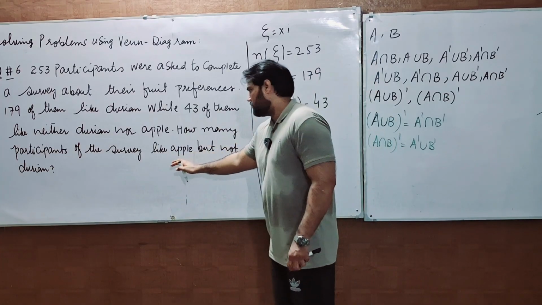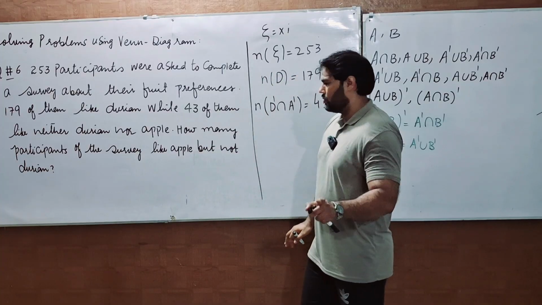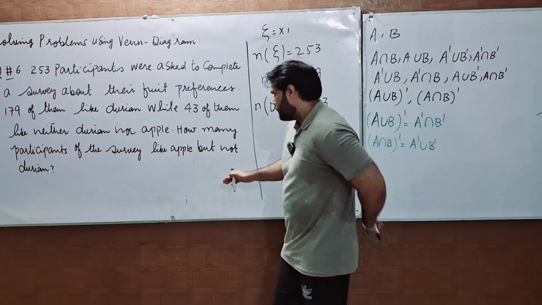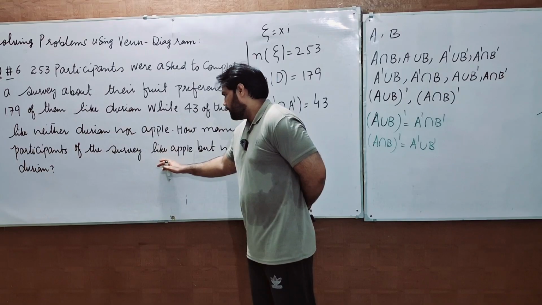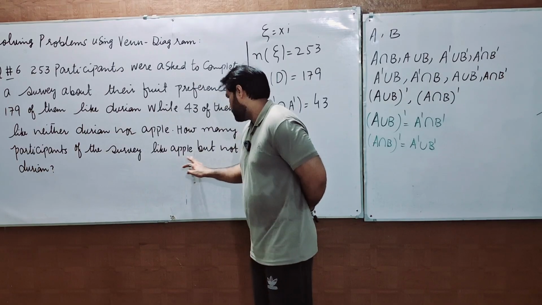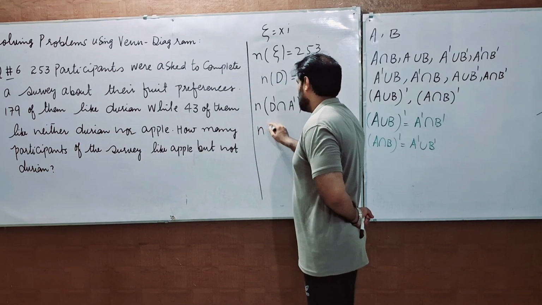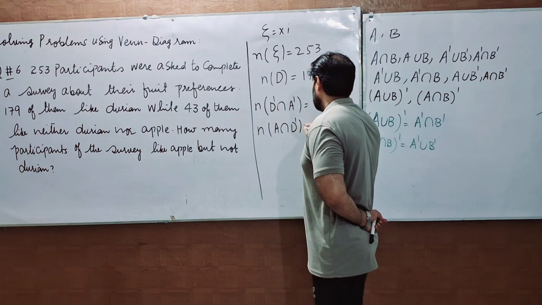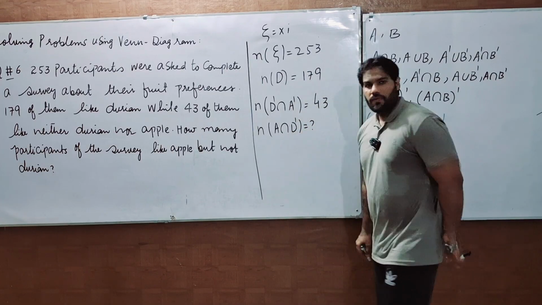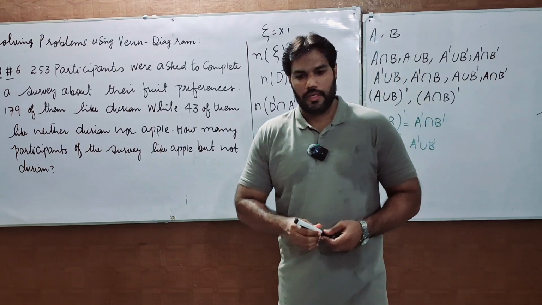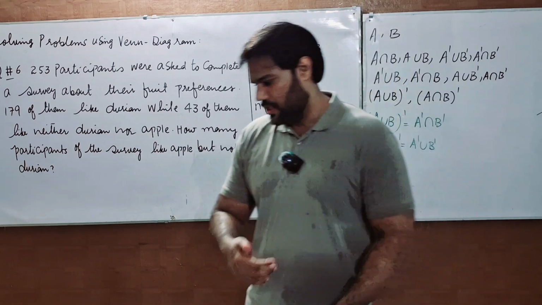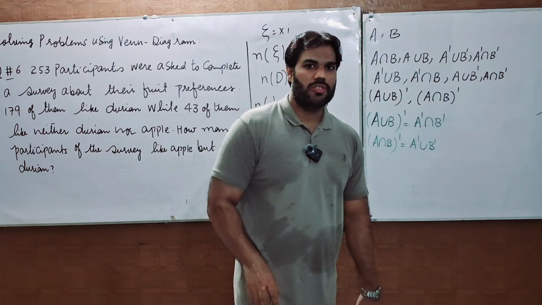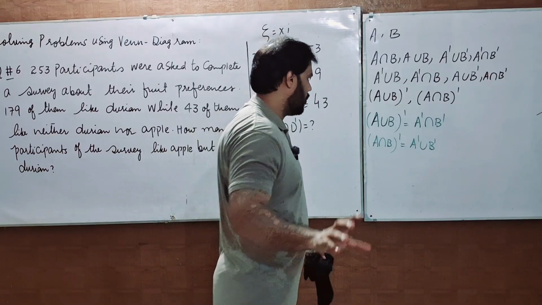How many participants of the survey like apple but not durian? In the end, we have to find the number of participants who like only apple but not durian. It means we have to find apple intersection complement of D. This is our requirement. Firstly, we can solve this question without detailed steps, just mentally or orally.